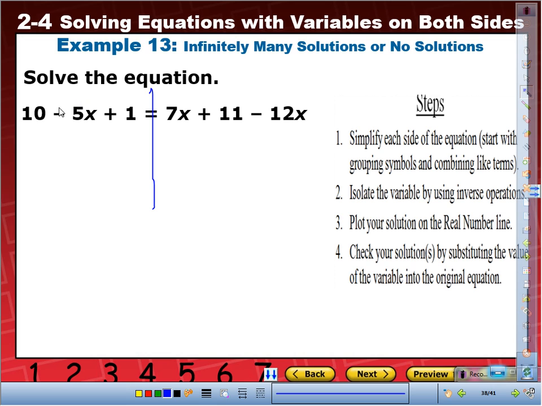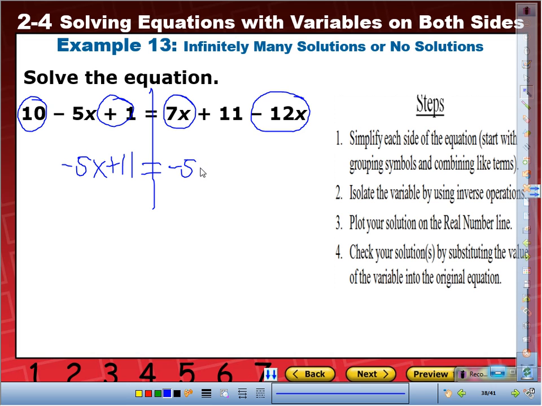Look at this side right here. Can I do anything to this side? Yes. Combine like terms. 10 plus 1, that's what? 11. It's a positive, and I bring down the negative 5x. Can I do anything else? No, I'm done. Okay? Look at this side. Can I do anything to this side? Yes. 7x minus 12x, that is negative 5x. And I bring down the plus 11.